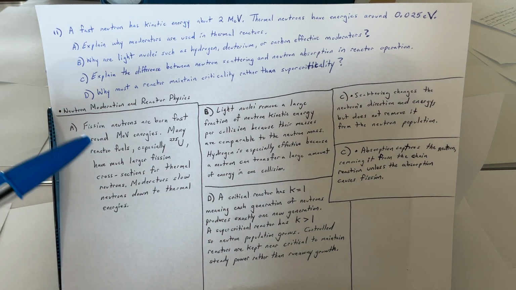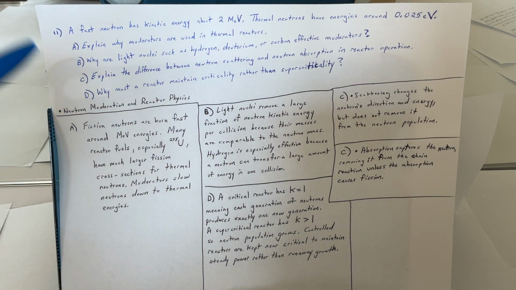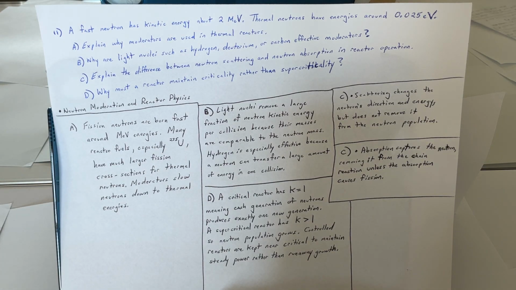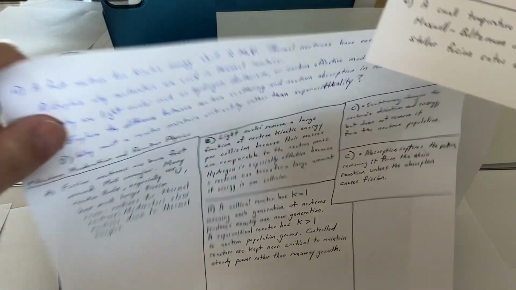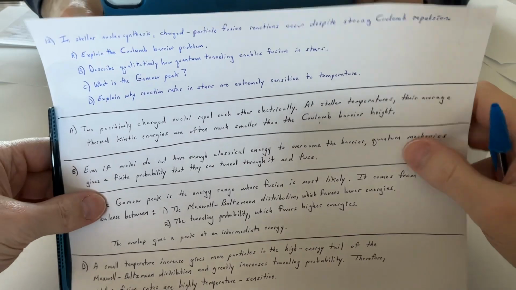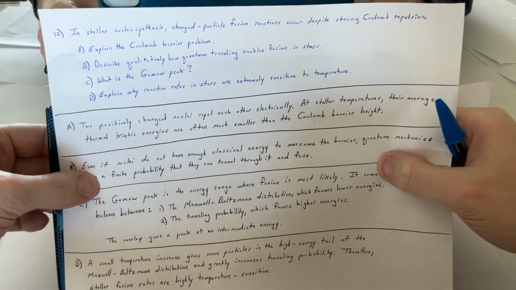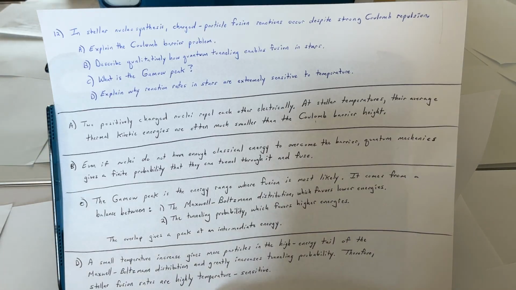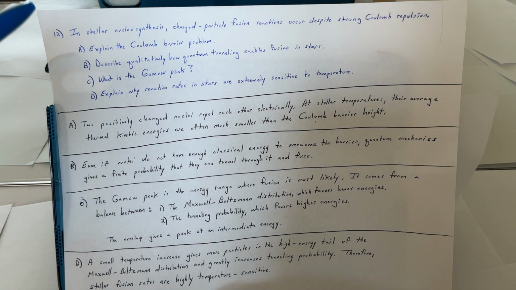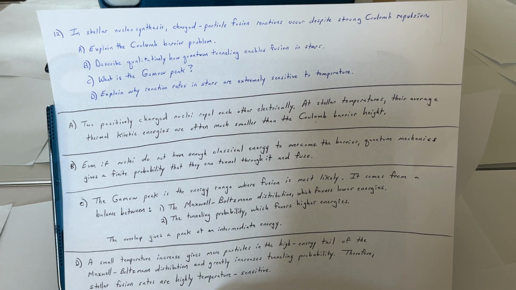Okay, so that's A, B, C, D. That's for number 11, and let's move on to the last one. Number 12, which is also notes and conceptual textbook stuff. Number 12: in stellar nucleosynthesis, charged particle fusion reactions occur despite strong Coulomb repulsion.